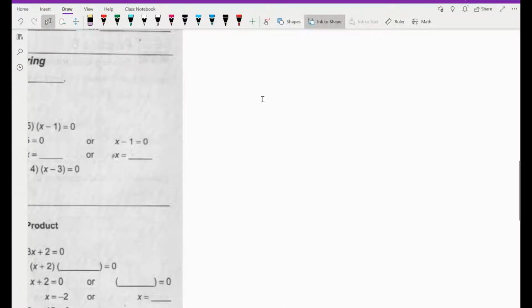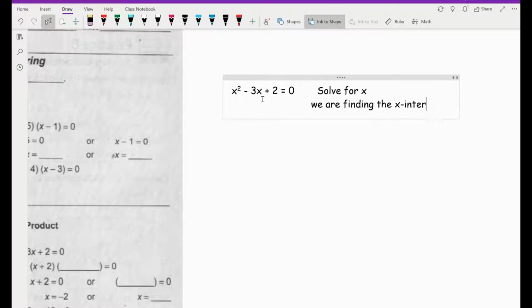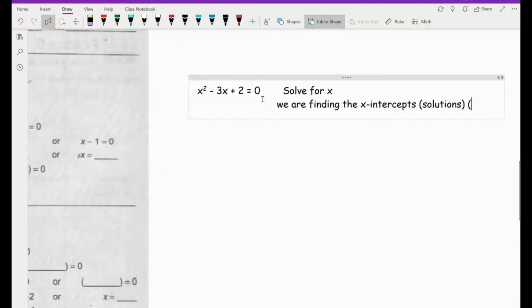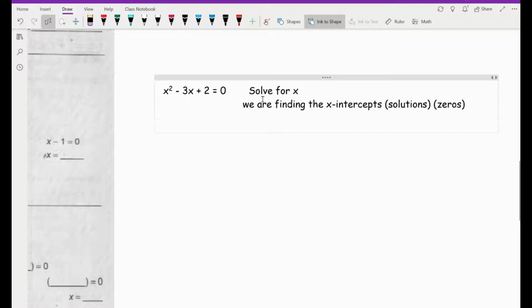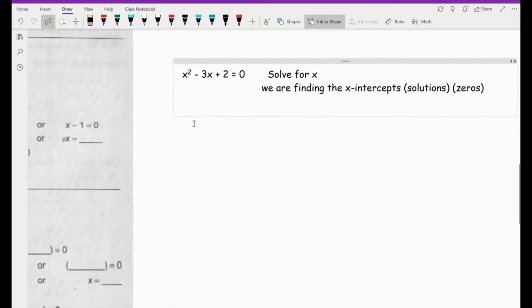If we have an equation like x squared minus 3x plus 2 equal to 0, and I ask you to solve it, when we're solving, we are finding the x-intercepts, also known as the solutions, also known as the zeros. And we're going to use a couple steps in solving.